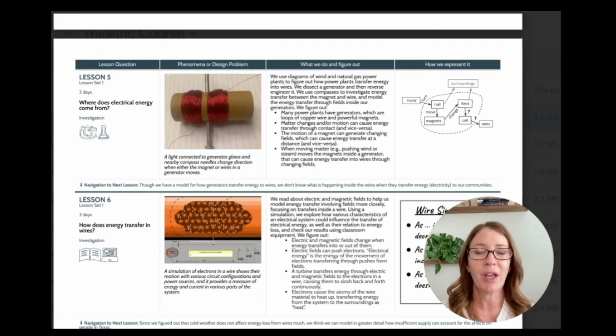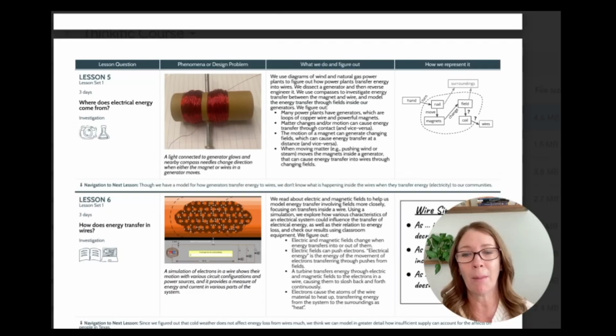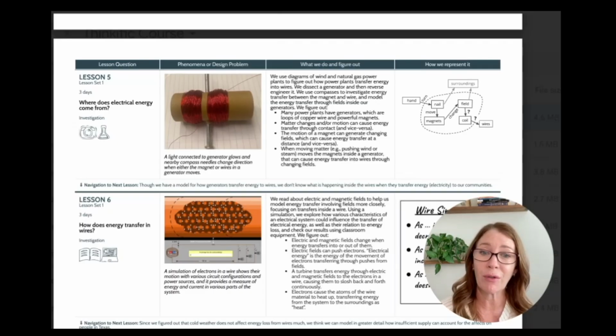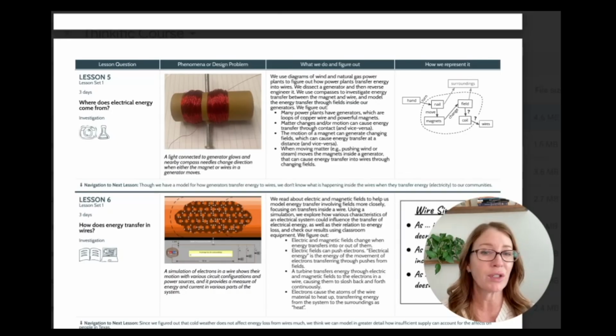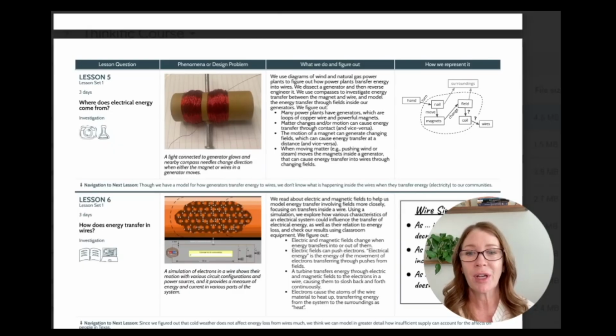And so we kind of dissect the generator and figure out what is happening in that generator to cause the electricity to be transferred. And so we're really developing ideas around magnetic fields and electric fields, and how when matter or motion happens through contact, energy can be transferred, but it can also happen across a distance, so across a space. And so the magnetic field can actually push, well, we're not getting into electrons yet, but can push energy into wires. And so that's going to lead us to what's going on in the wires.